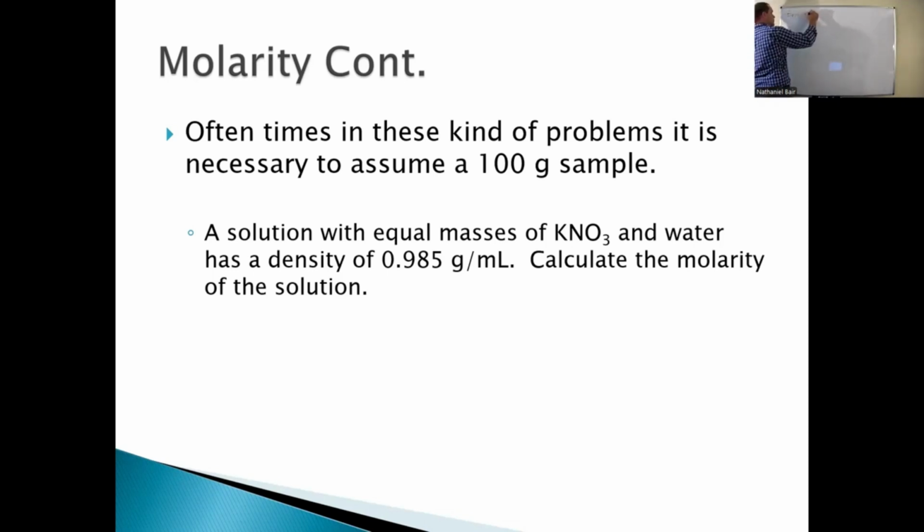So, potassium nitrate and water. And sometimes for molarity problems, you'll need the density as well. The density of the solution is 0.985 grams per milliliter. And we want the molarity of this solution.